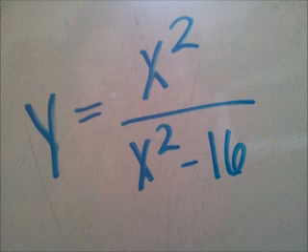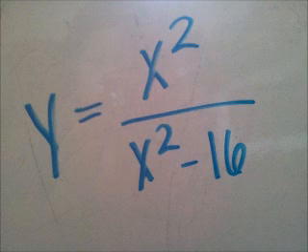To find my y-intercept, I let x equal 0. y equals 0 squared over 0 squared minus 16. 0 squared is just 0, so 0 over negative 16. 0 divided by anything is still 0, so y equals 0, and my y-intercept is also at the origin 0, 0.